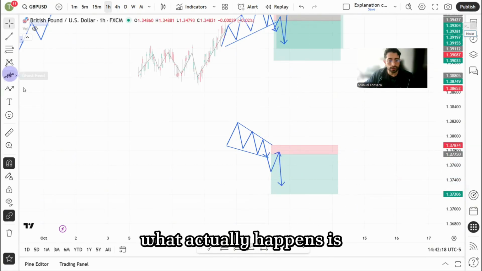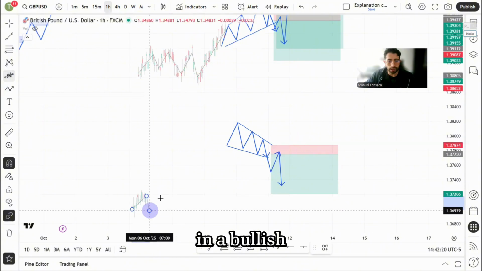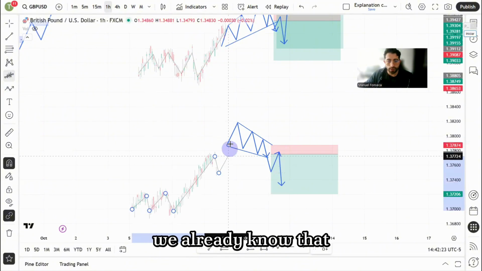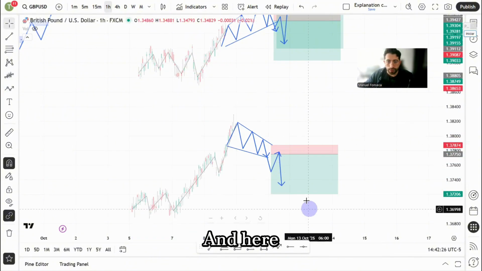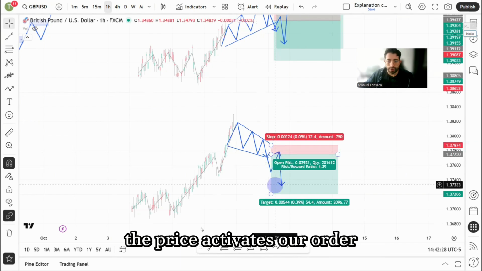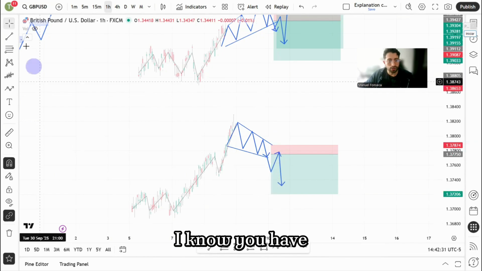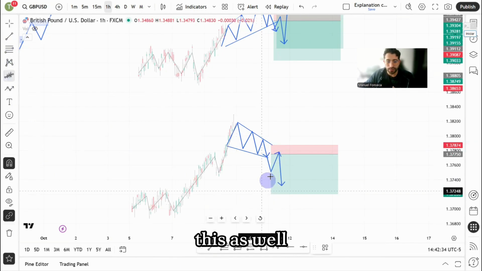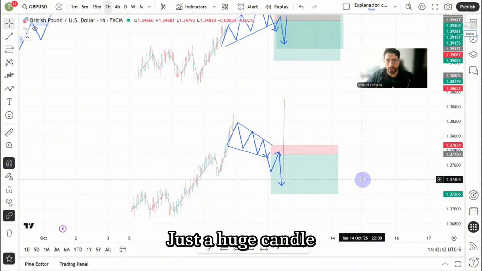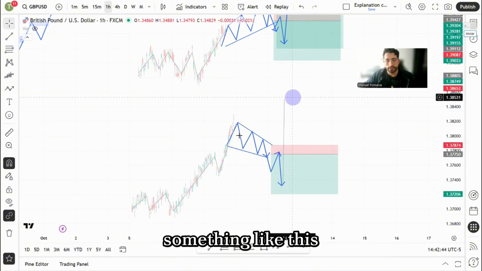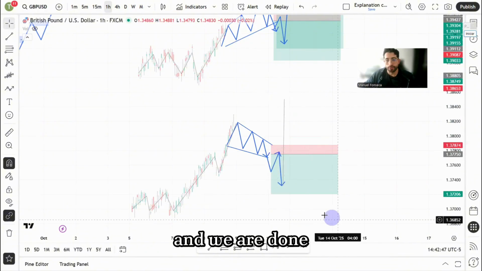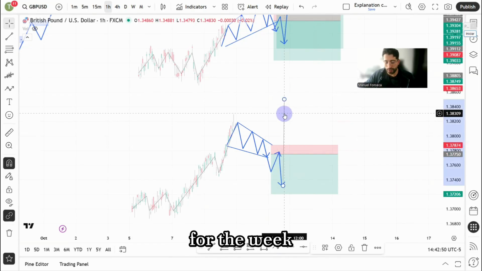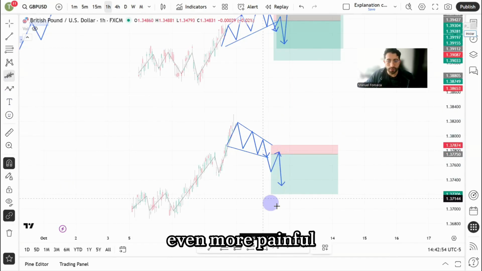Now, what actually happens is that, remember that we're in a bullish trend. We already know that, right? Perfect. And here the price activates your order, and the same story happens again. I know you have lived this because I have lived this as well. That's it. Just a huge candle or a piece of news, something like this, takes us out, and we're done. We're done for the day, for the week.